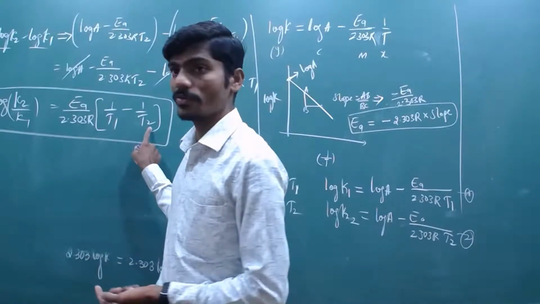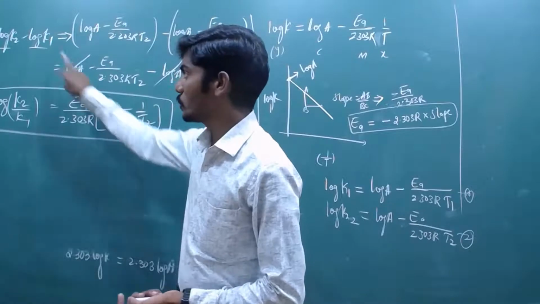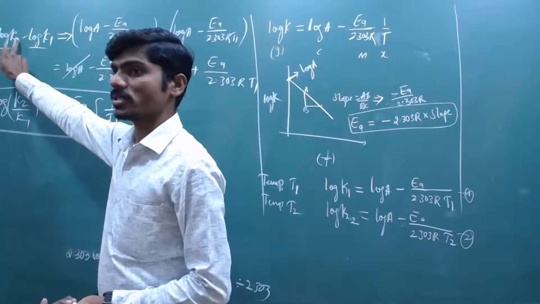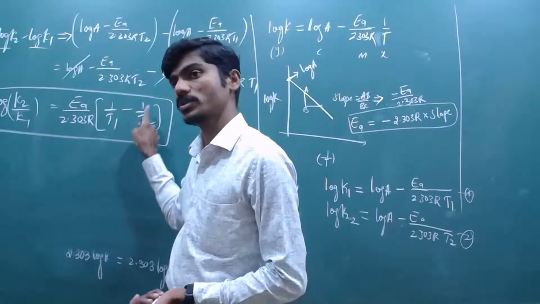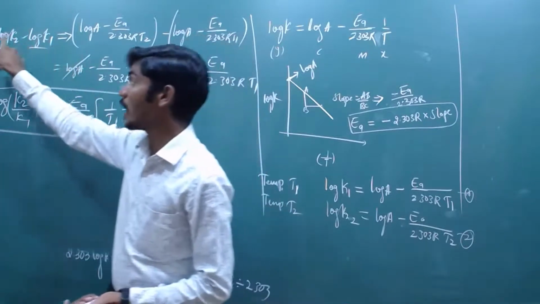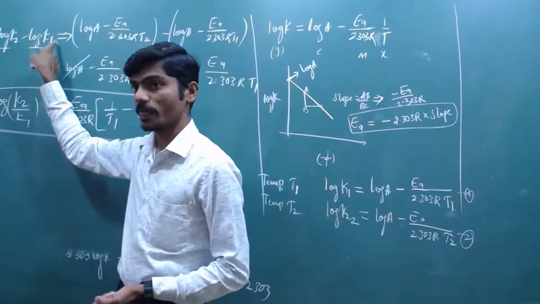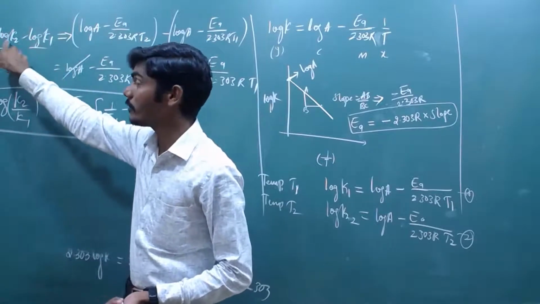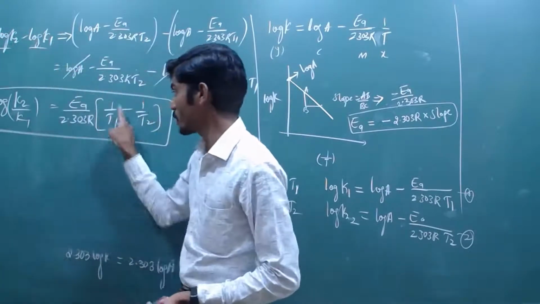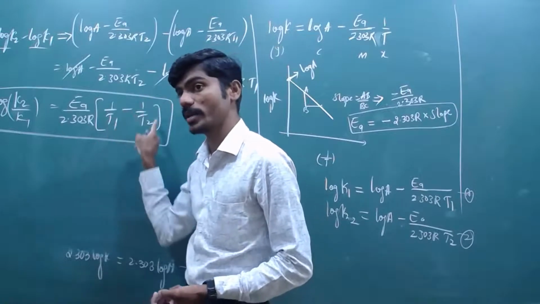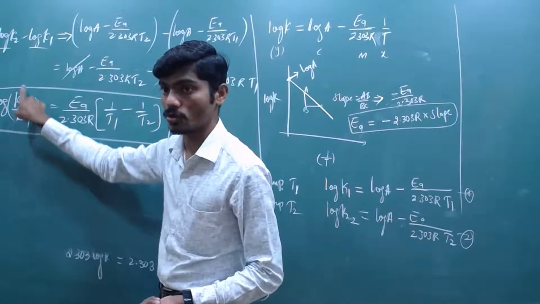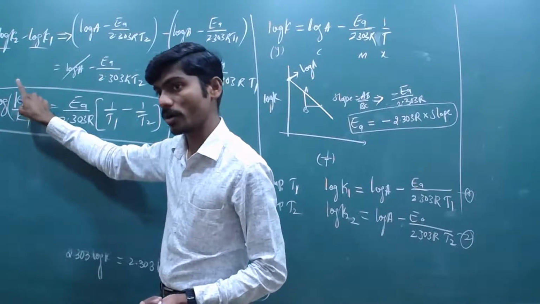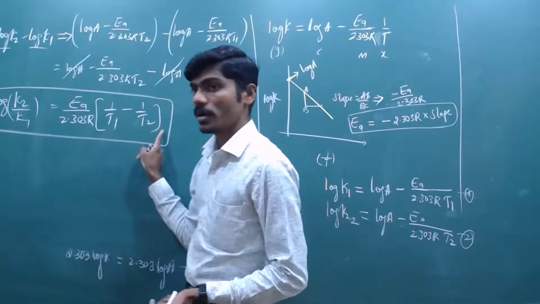T2 minus T1, this one. So if we use log K1 minus K2, then we get 1 by T2 minus 1 by T1. But I have taken log K2 minus K1. So if you take log K1 minus K2, then definitely you will get 1 by T2 minus 1 by T1. And in this case, it is log K1 by K2, not K2 by K1.